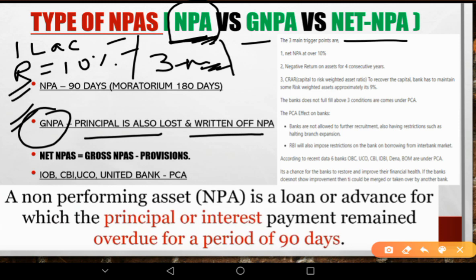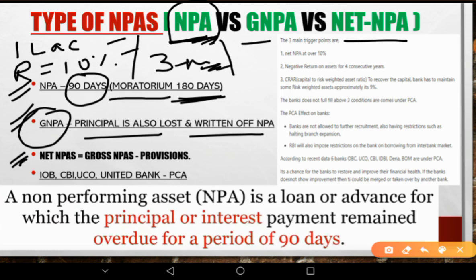Now the NPA limit is 90 days, but due to the pandemic, the RBI has given a moratorium, meaning an extended period in which you can extend your loan and no bank can declare it as NPA, and till 31st August you can save your money and you can't be pressurized by any bank to pay the money. And I think that after August also the RBI will allow it for another quarter because the situation is not getting better. Now what's net NPA?